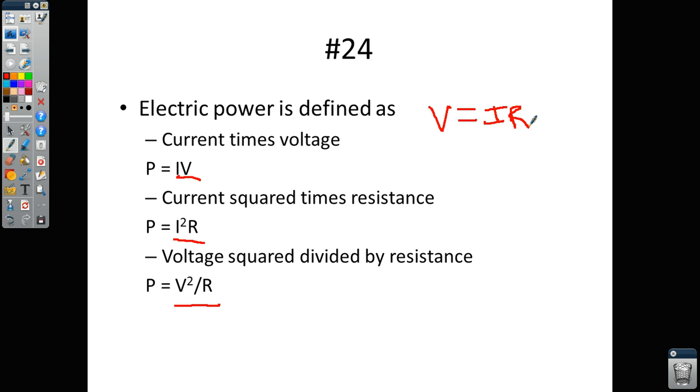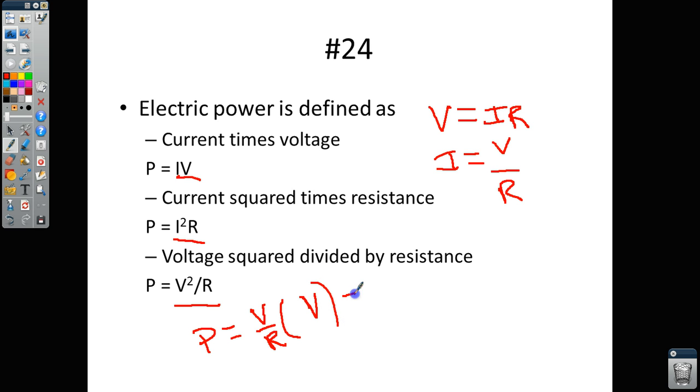So if we want to replace the I, we can use I is equal to V over R, and we end up with, in this bottom equation, P is, remember, equal to IV. If your I is V over R, and you multiply that times voltage, then you should end up with V squared over R.